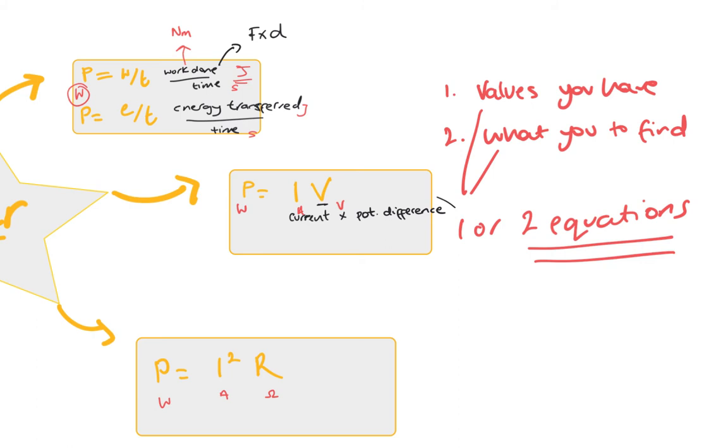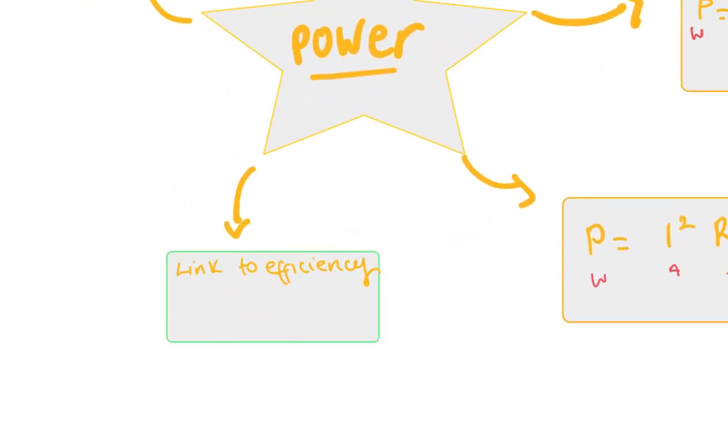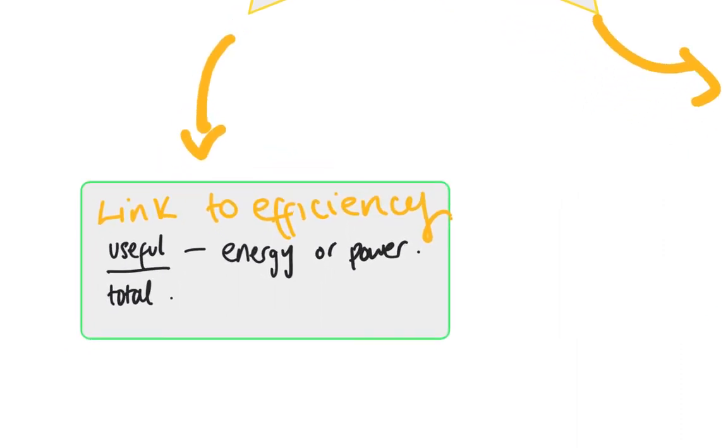If you are taking your exams from next year onwards, 2023, you will have to memorise those. Now, also, with power, you could be asked to talk about it with regard to efficiency. And when we talk about efficiency, we, in general, talk about the useful output over total. Now, that can be energy, or it can be power. And here we're talking about an individual appliance. We might be looking at a light bulb, for example.